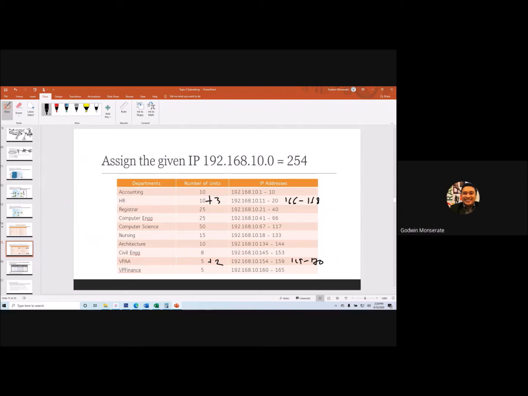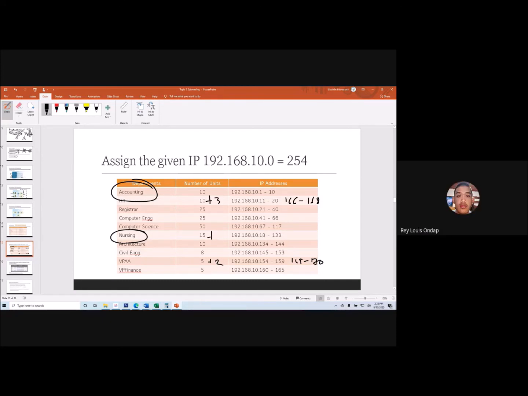The purpose of subnetting is to organize your IP addresses, so that a group of IP addresses is intended only for accounting, and they will never go to another network, or only for nursing. Even if you add another PC, it doesn't matter because you have already allocated IP addresses for that particular department. You understand what is meant by subnetting? Clear? Yes, sir.